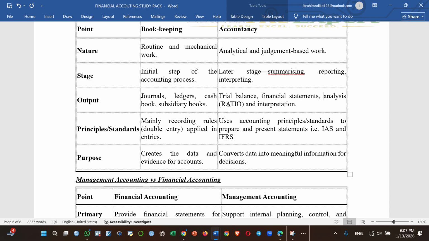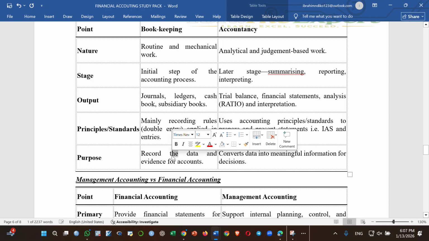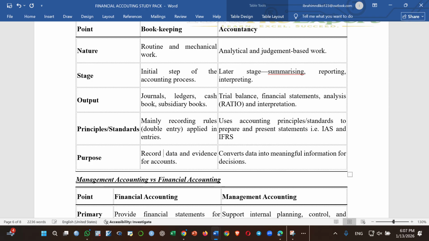Purpose. Now, the purpose of bookkeeping is to record data. While the purpose of accountancy is to convert the data into meaningful information for decision making. That one is good. I will share the notes, so we shall write it.